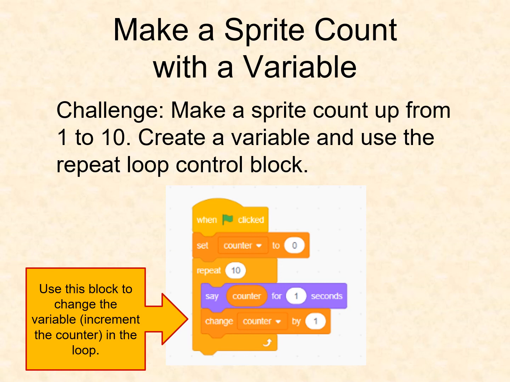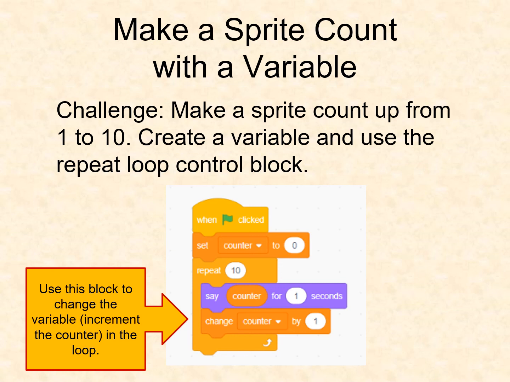And notice here I have a repeat 10 times. And in that loop, I have the sprite ready to say whatever the number held in the variable called counter for 1 second, and then we're going to change the counter by 1, which simply means we're going to increment the counter. We're going to add 1 to it each time.